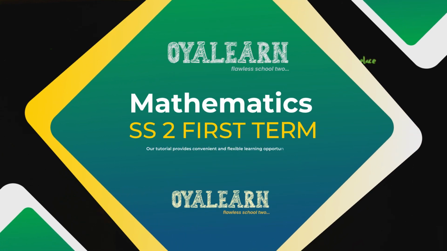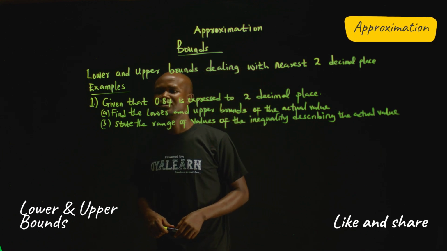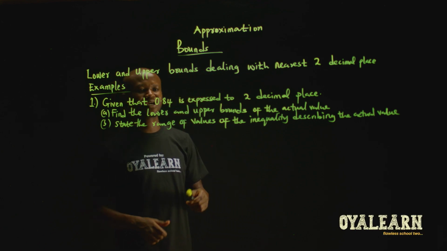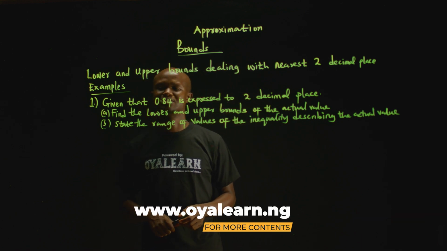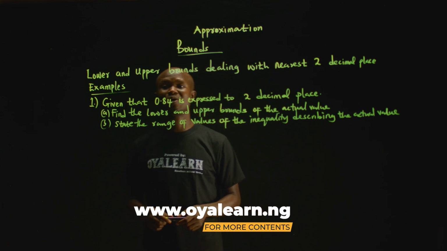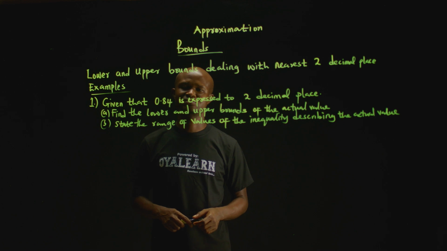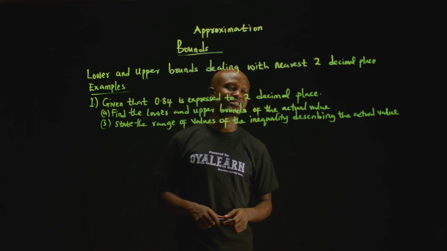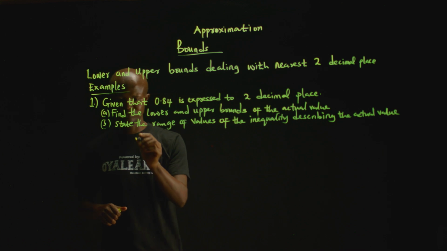Lower and upper bounds dealing with nearest to decimal place. Examples. Given that 0.84 is expressed to 2 decimal places. A. Find the lower and upper bounds of the actual value. B. State the range of values of the inequality describing the actual value. Solution.